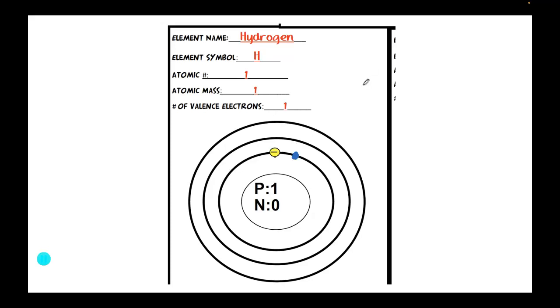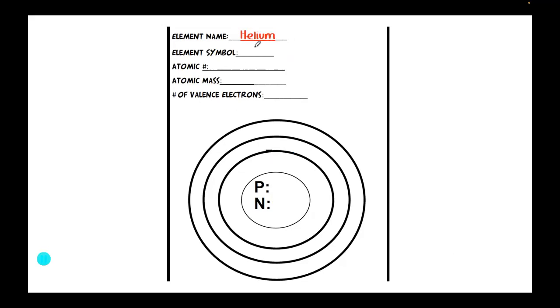Okay, so we're going to do one together. So we have helium. If I look at my periodic table, the symbol for helium is He. Then I have to find my atomic number. It's 2. My atomic mass is 4.0026. And then we're going to do this last. I'll explain this part in just a minute.